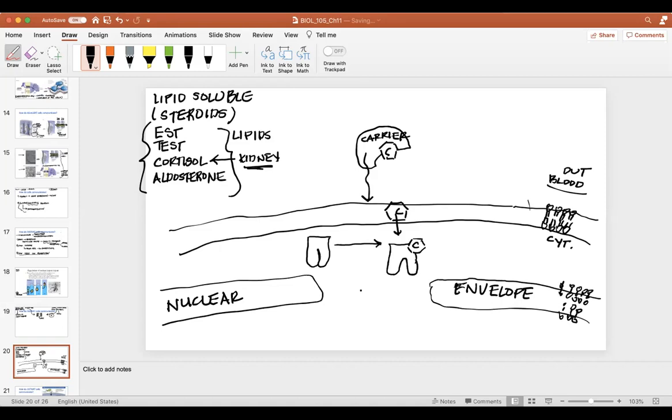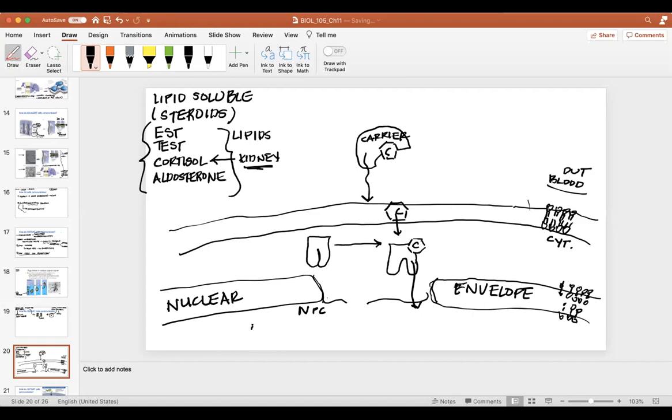And remember that the nuclear envelope has some pores studded within it, called the nuclear pore complex. And so that's what this area here is, okay? So this receptor has a nuclear localization signal on it, and it's able to travel through this nuclear pore complex.